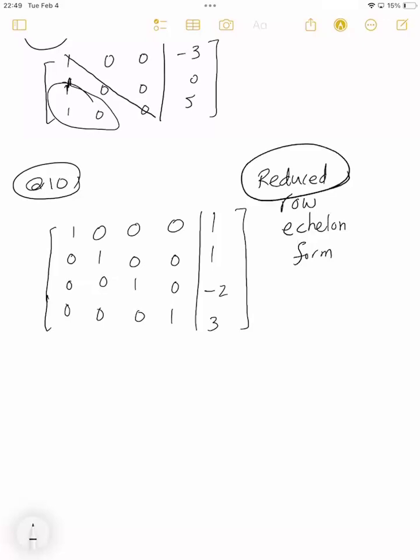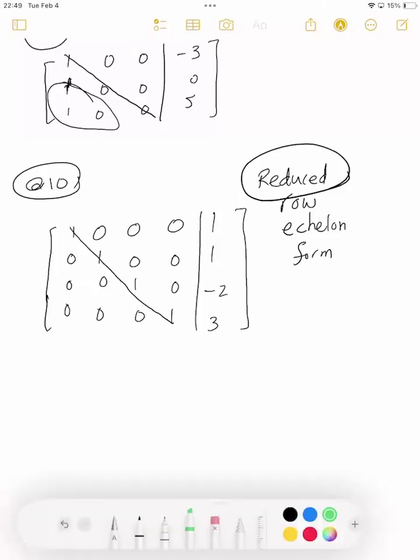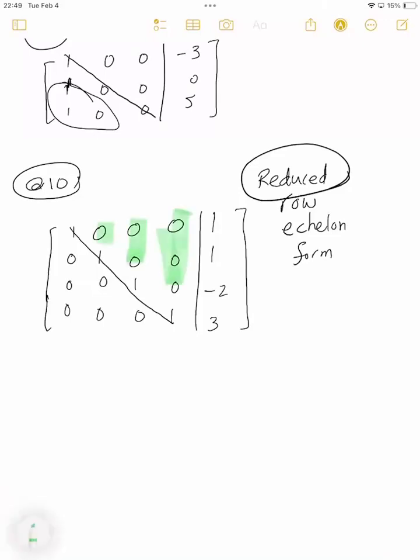What is a reduced row echelon form? It has 1 on the diagonals, zeros above the diagonals, and zeros below. Do you see all zeros here? Above and below, it's zeros. On the diagonal, you have the 1s. So this is called the reduced row echelon form. If I had a row of zeros, that's also possible. If I have a row of zeros here, this is still in the reduced row echelon form.